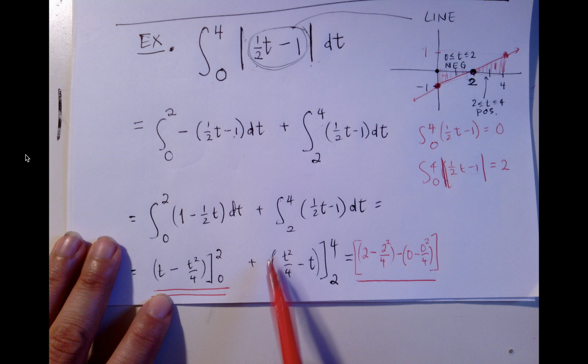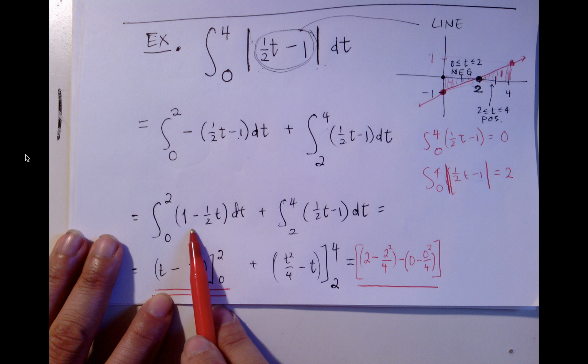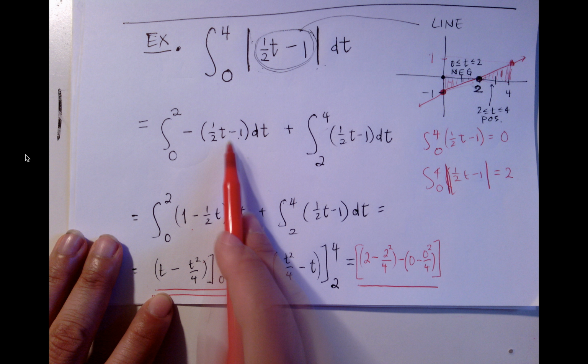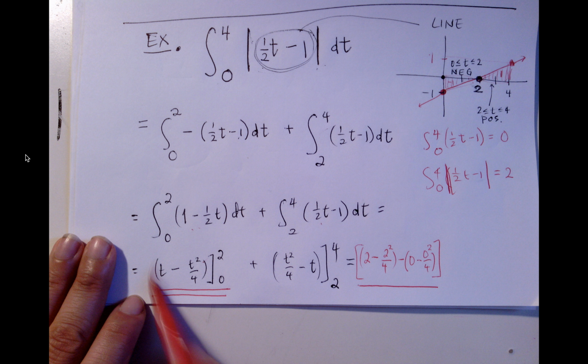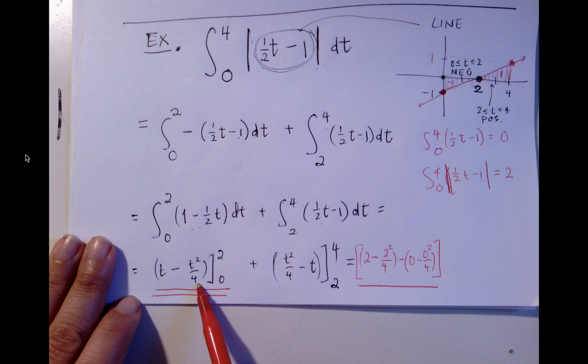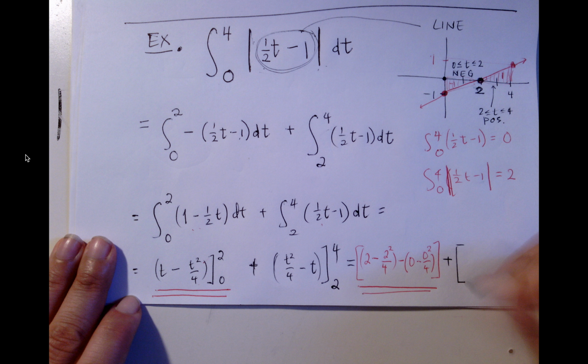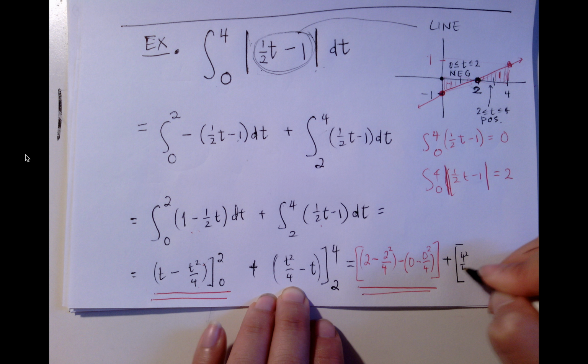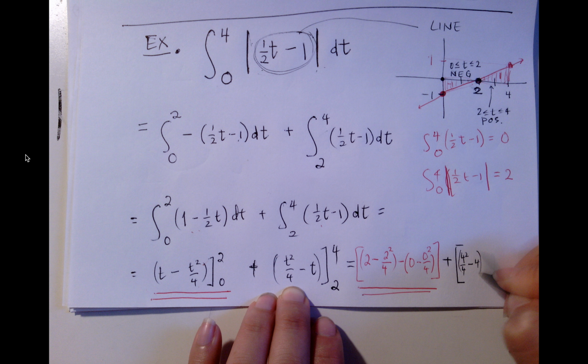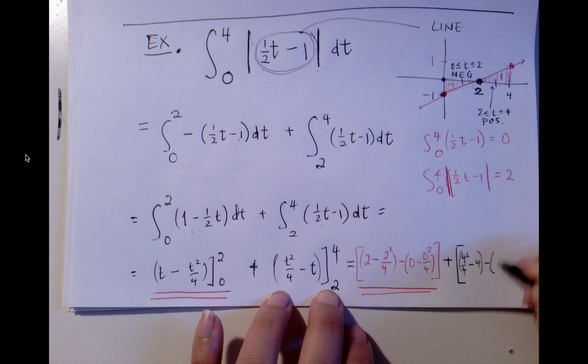So let me just recap this. I broke this into two integrals that should both give me positive numbers. Down here I just flipped the ordering, and again I added this integral. Now I am just evaluating the antiderivative, using the fundamental theorem of calculus part 2. I just finished that right here, and then I'm going to add the second part. So I get 4 squared over 4 minus 4, which is just 0, minus 2 squared over 4 minus 2. So that's going to be positive 1.